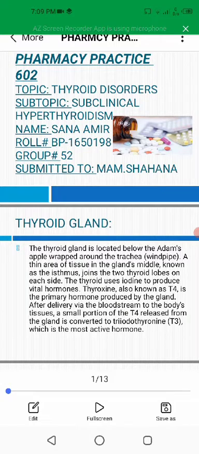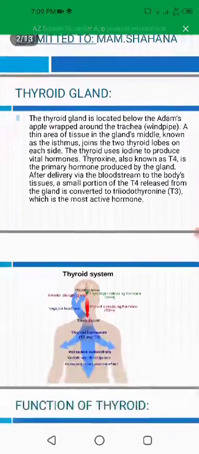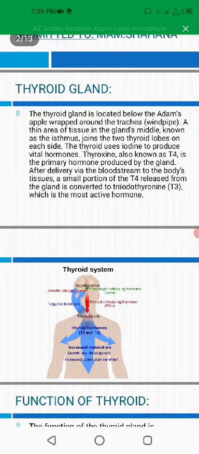First of all, I will give a brief introduction about the thyroid gland. The thyroid gland is located around the trachea and it has two lobes. The thyroid uses iodine to produce vital hormones such as thyroxine and triiodothyronine.